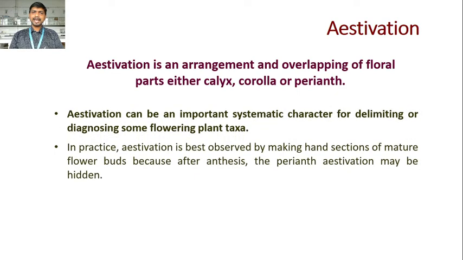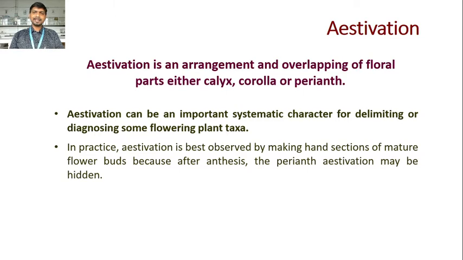Estivation can be an important systematic character for delimiting or diagnosing some flowering plant taxa. So estivation is used for categorization of the plant into different groups. It forms an important systematic character for diagnosing some flowering plant taxa. In practice, estivation is best observed by making hand sections of mature flower buds, because after anthesis the perianth estivation may be hidden.